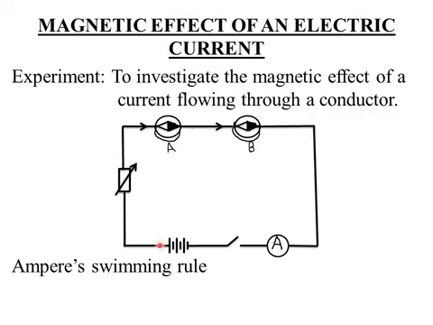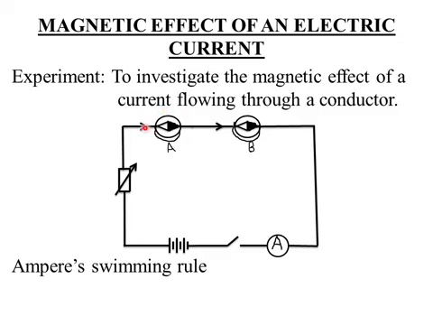Now imagine you are the person swimming along this wire in the direction of the current. When you reach here, automatically your right hand will be on the lower side, while the left hand will be on the upper side. So Ampere's swimming rule predicts that this needle will deflect on the side of the swimmer's left hand. Therefore, I expect needle A to deflect upwards.